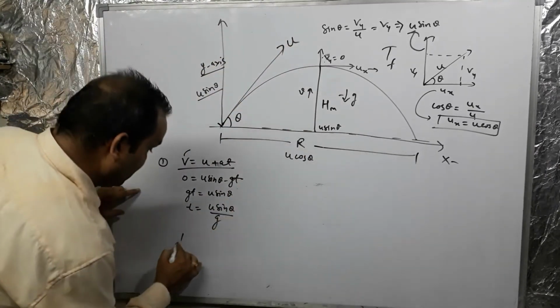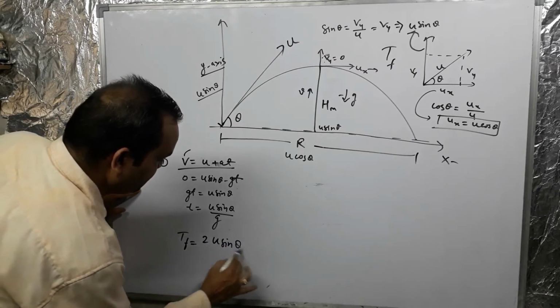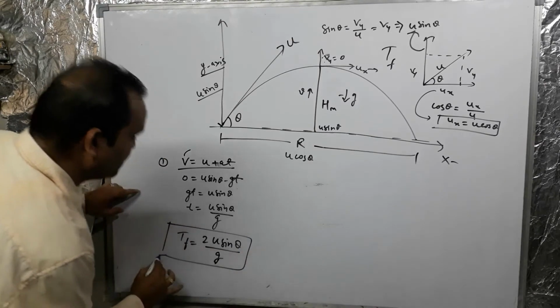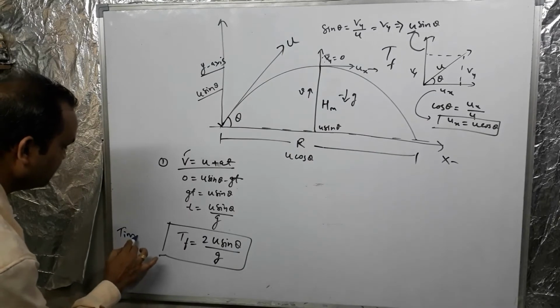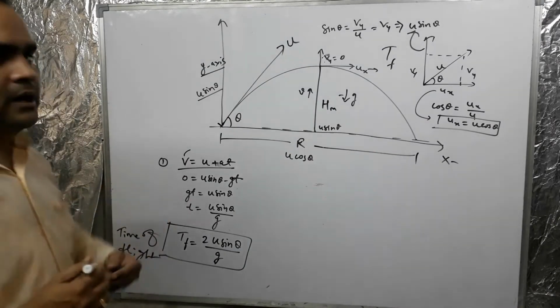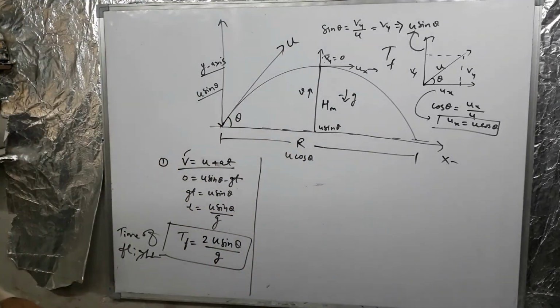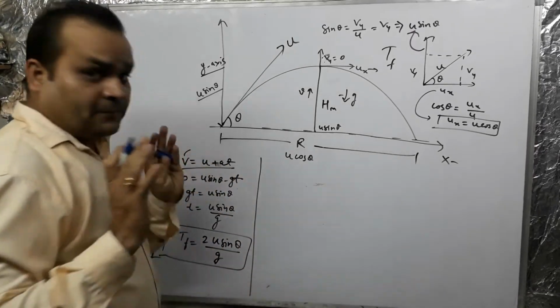So the total time of flight is 2 times u sin theta by g. This is your time of flight. Write it down. Okay, this is the time of flight. And again, I am going to explain the other parameters. What comes after the time of flight?